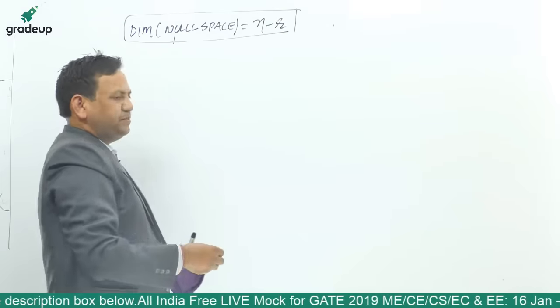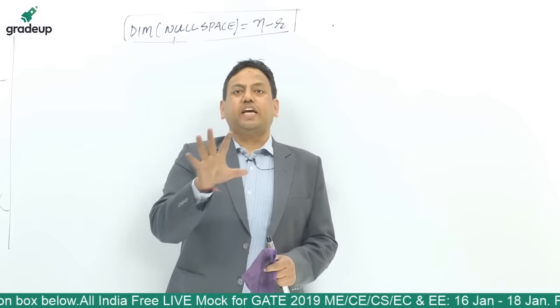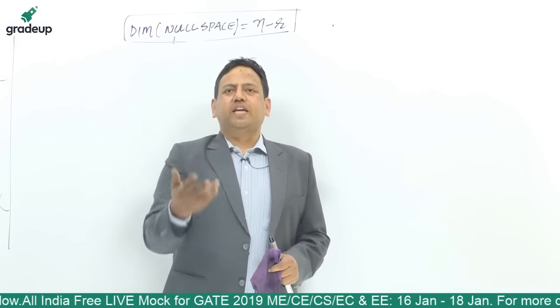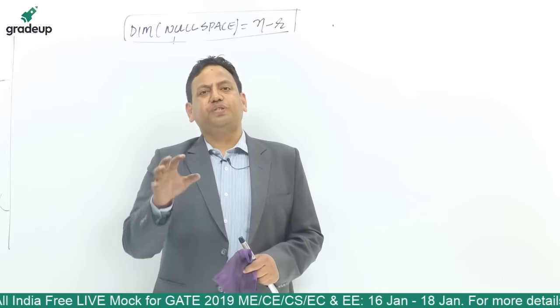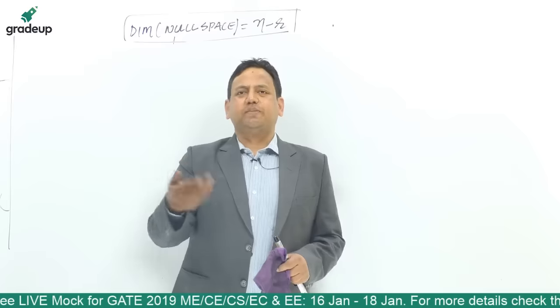So dimension of null space means, yesterday we calculated the dimension of any space. Suppose an n order matrix is given and r is the rank. So n minus r is the number of rows which we can make 0, and 0 is defined as null. So what is the dimension of null space? N minus r.